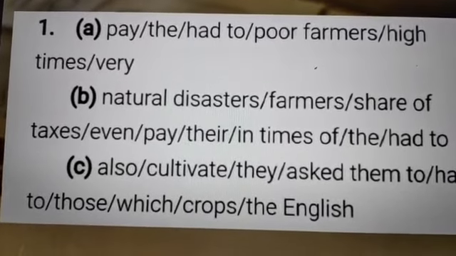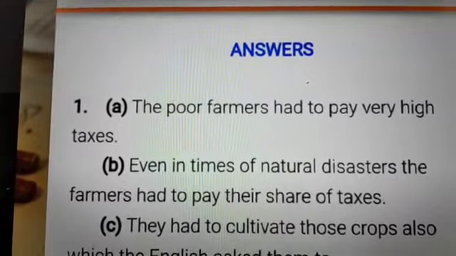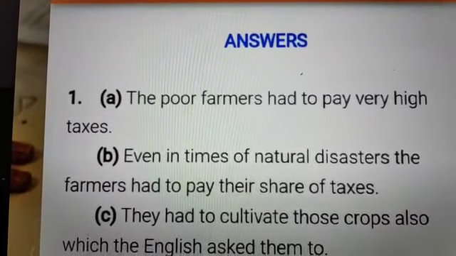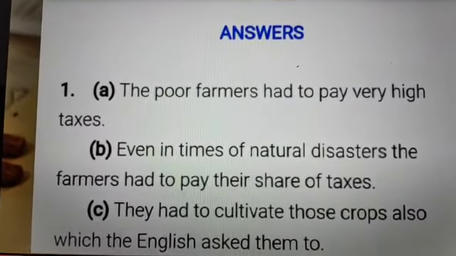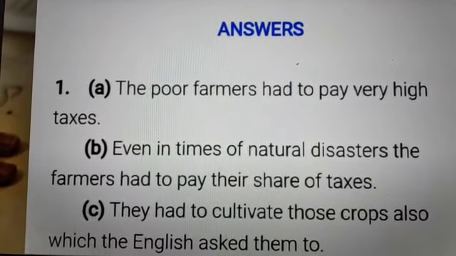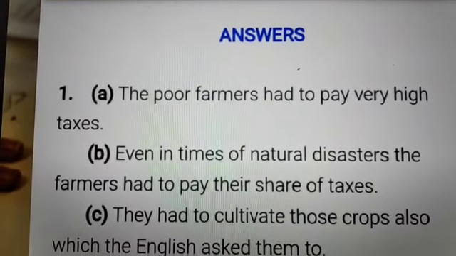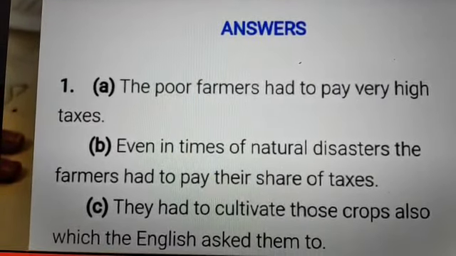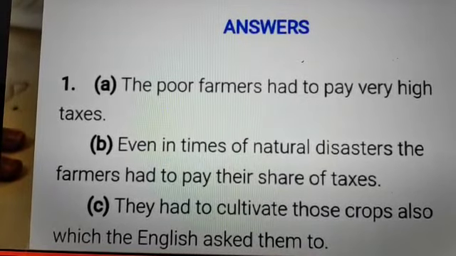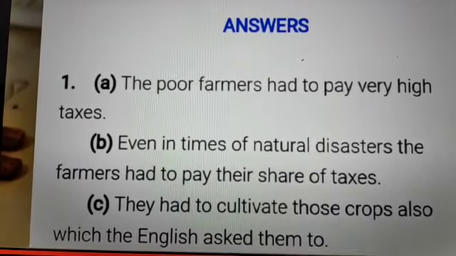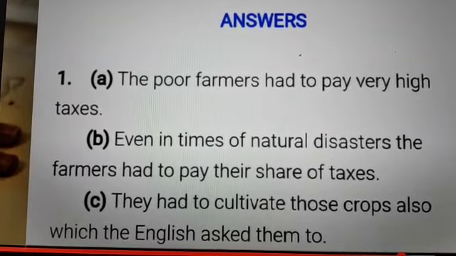So now let's have a look at the answers. These would be the correct answers. The poor farmers had to pay very high taxes. Even in times of natural disasters, the farmers had to pay their share of taxes. The third is: they had to cultivate those crops also which the English asked them to.